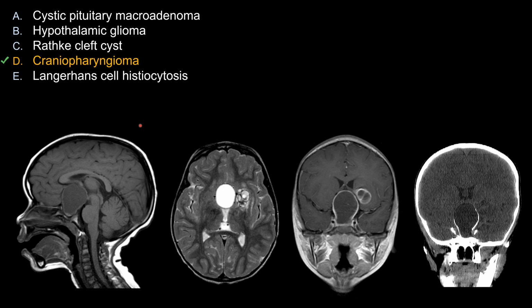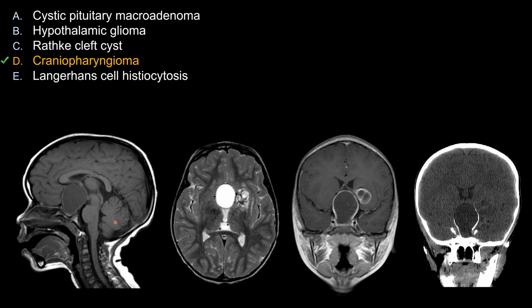For choice B, hypothalamic glioma, they tend not to be this cystic. They tend to be more solid and homogeneously enhancing. And remember the association with NF1. Also, they tend not to be calcified like this. So choice B is not great.